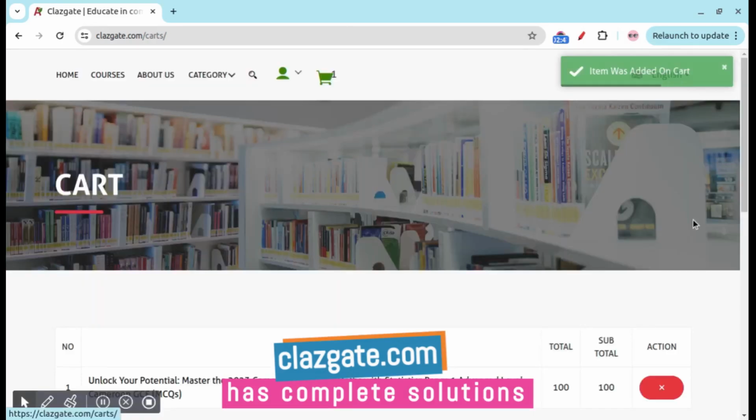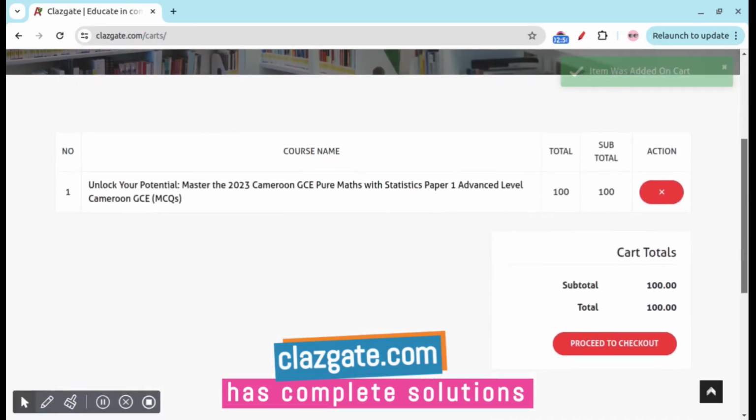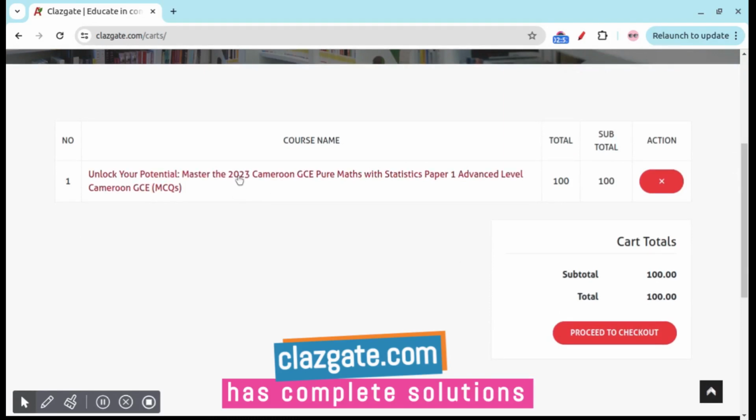We have clicked the card icon and we are waiting. You see, this is what is in our cart: Cameroon GCE 2023 pure math with statistics paper 1 advanced level solutions MCQs, and it's 100 francs. So the total we're paying is 100 francs, no charges. Just proceed to checkout. Click the proceed to checkout button like I have done.